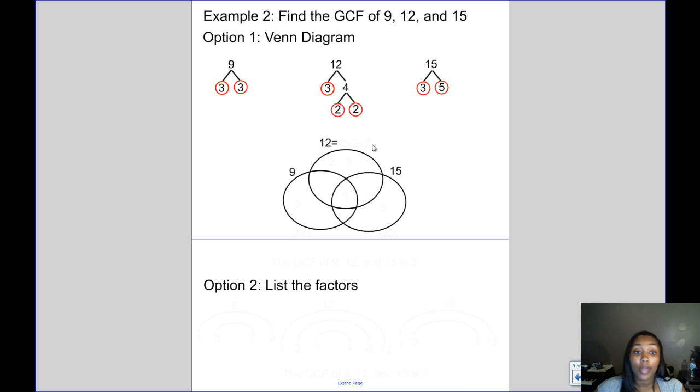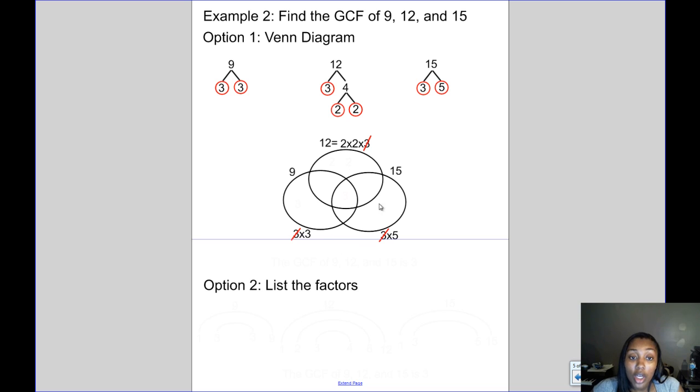So now I want to come down here to my Venn diagram. Now I have 3 numbers. So I have 3 circles representing my Venn diagram, and then where the 3 circles overlap is where I'm going to put the numbers that they have in common. So I'm going to write that prime factorization for 12, 15, and for 9.